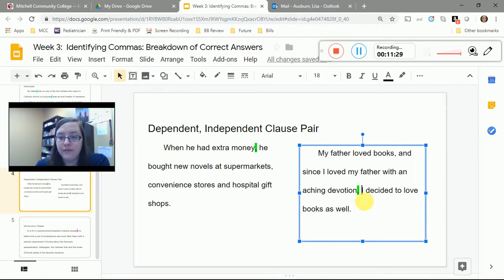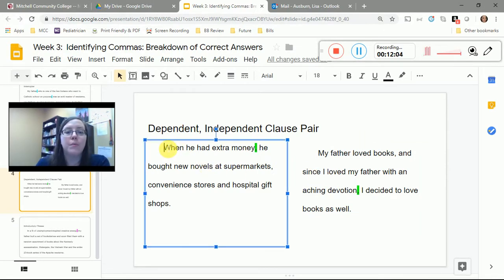And then we have this final clause, I decided to love books as well. Starts with the subject, goes to decided, that's our verb, right? You can notice the other thing too. Independent clauses generally begin right with that subject. My father begins with that subject, I. My father loved, subject, verb. I decided, subject, verb. But that's not the case in our dependent clause here, since I loved my father. So we have another word that comes before the subject. And also, if we looked back here, we have another word, when, that came before our subject and our verb. So if you're noticing those patterns, then you can start to say, okay, this is probably a dependent clause.